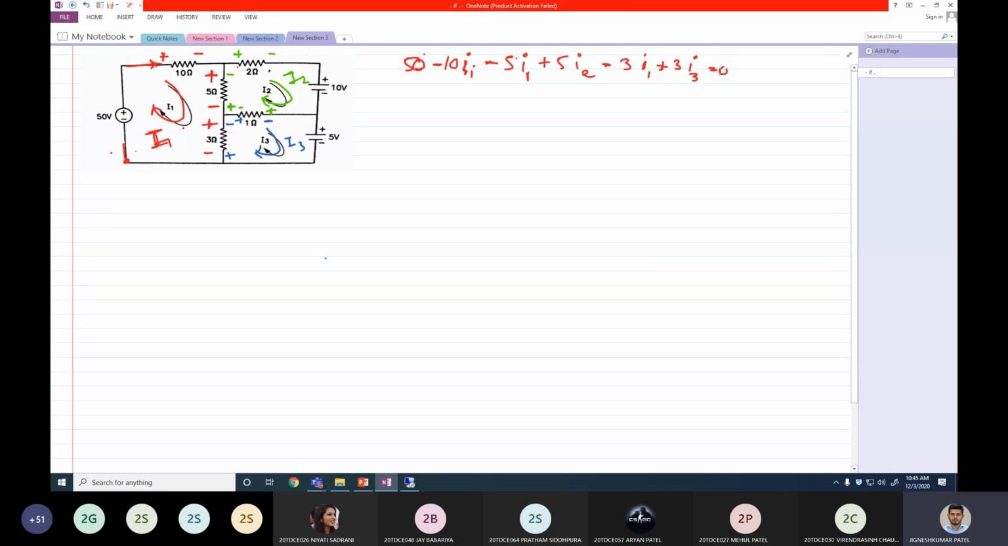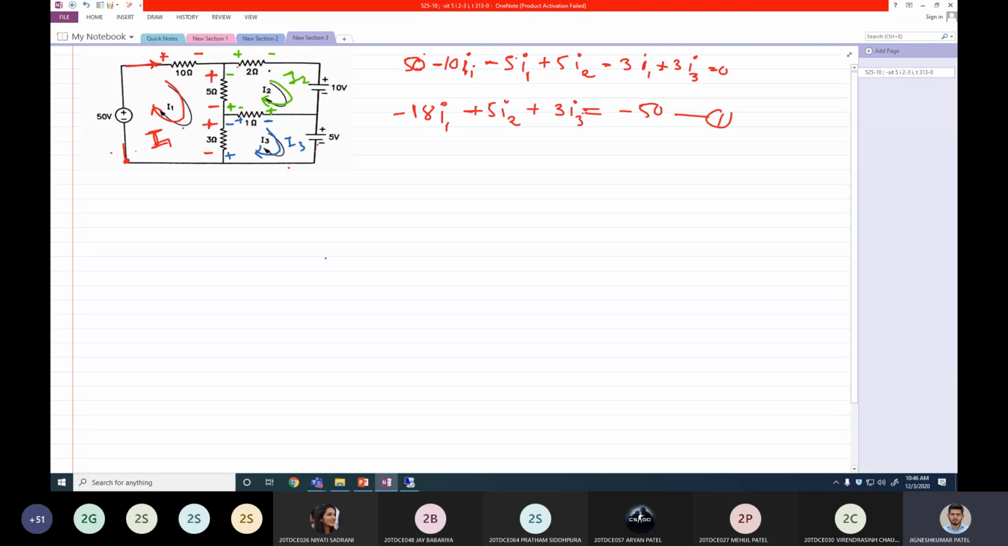Now if I simplify this equation, my final equation is: 10 plus 5 plus 3, that is 18I1, so minus 18I1 plus 5I2 plus 3I3 is equal to minus 50. Okay, this is my equation 1.